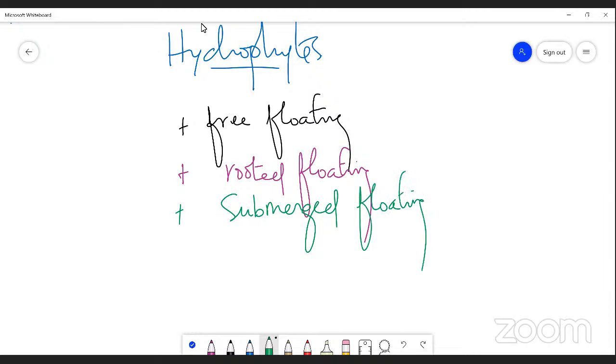That means a plant which grows on the surface of water freely without the contact of soil particles. The root system is not fixed with the mud or soil. Such a condition is known as free floating hydrophytes. A second type is rooted floating. Even though it is floating on the surface of water, its root system is fixed in the soil particle or mud. That is called rooted floating.